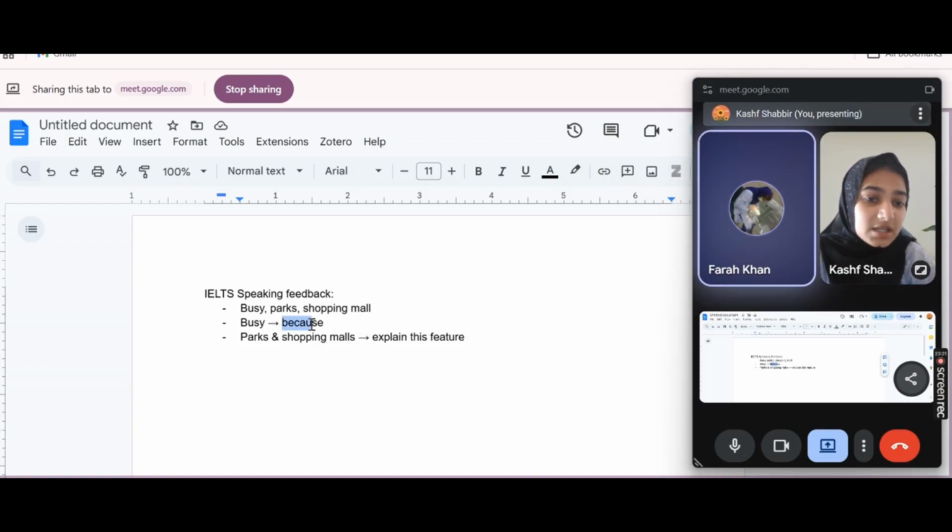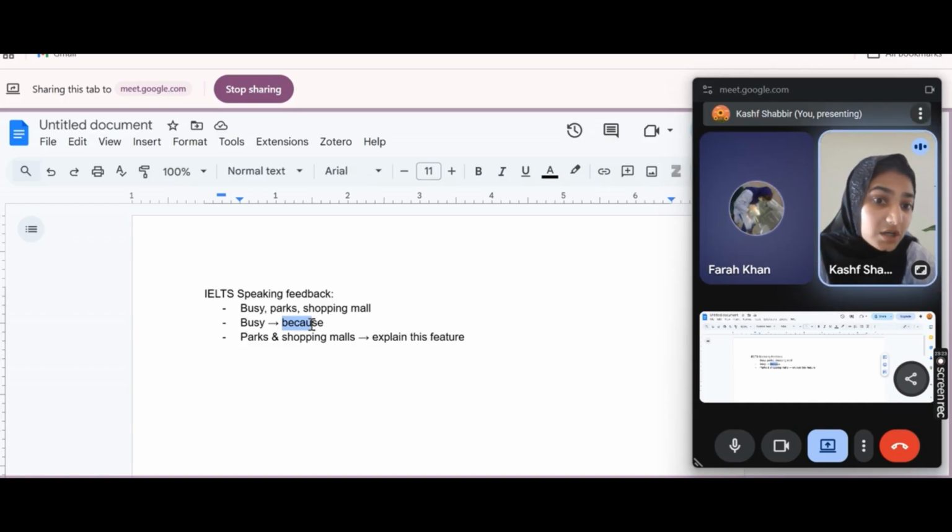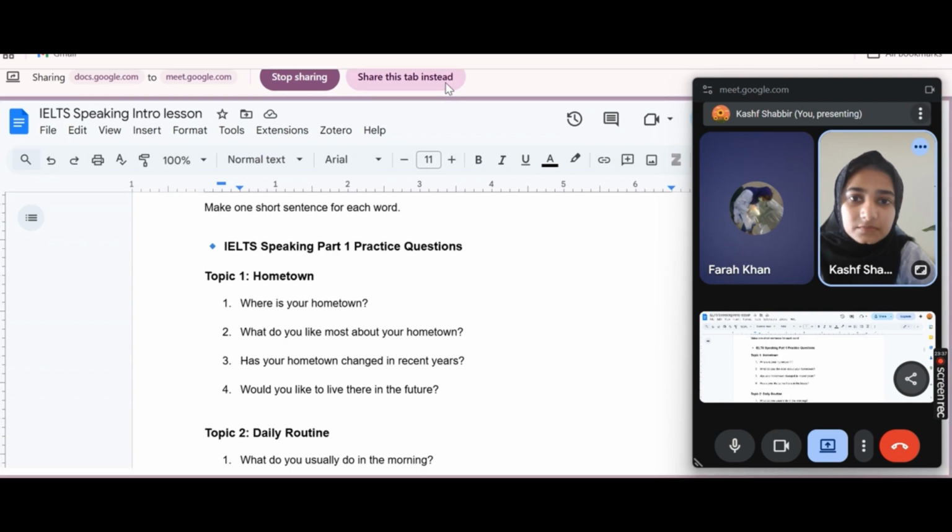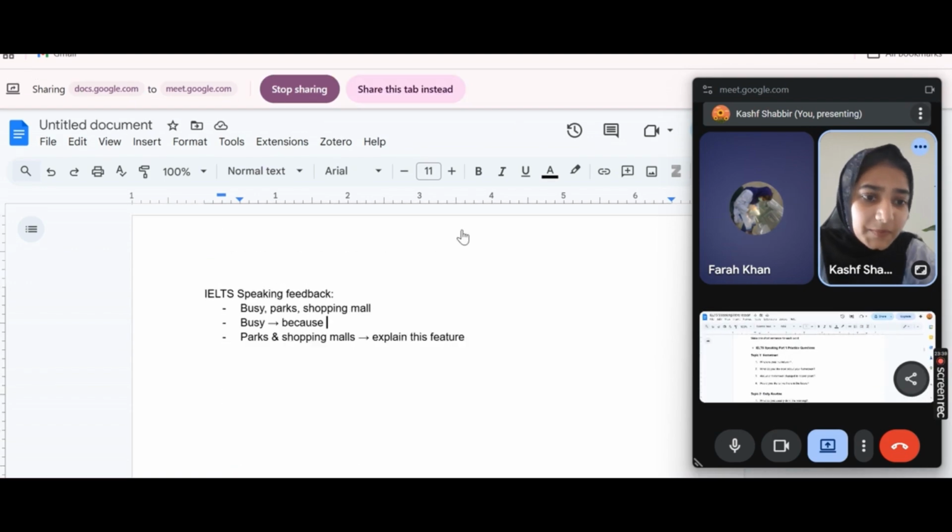That will give your examiner an idea that you are good at explaining things in English. So did you understand how your answer was different and how we have improved it? What was needed in your answer? Yes. Okay, now let's answer it again. Where is your hometown?